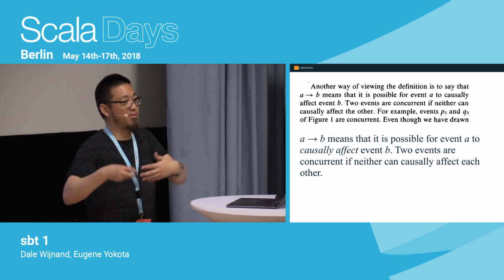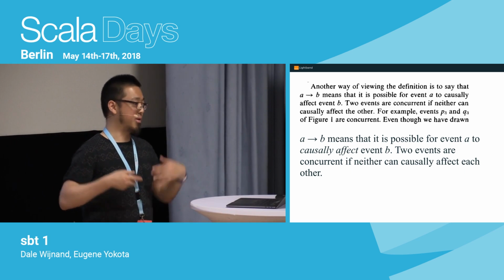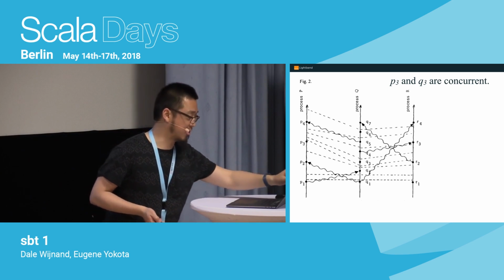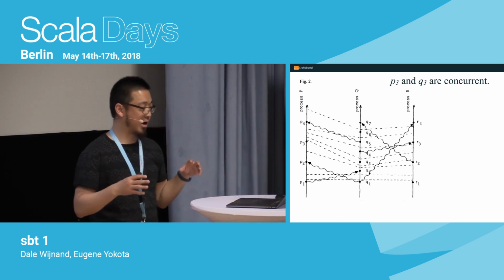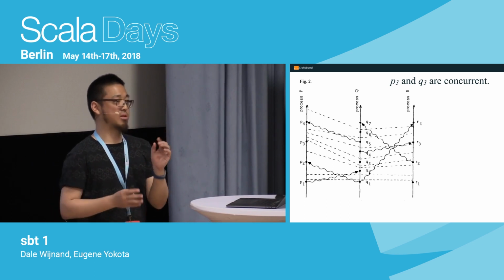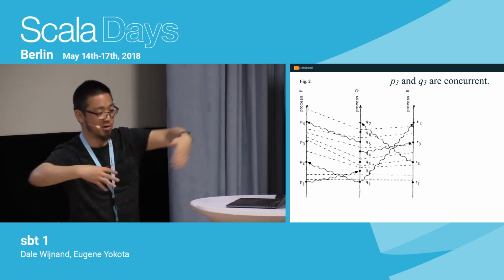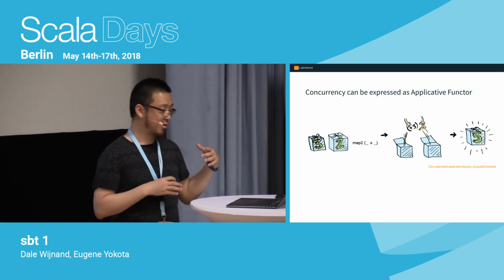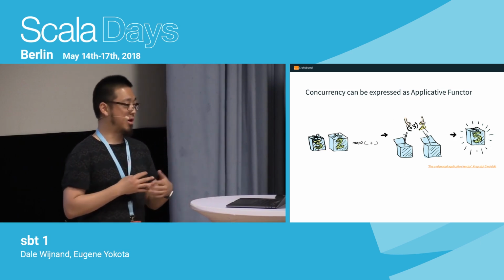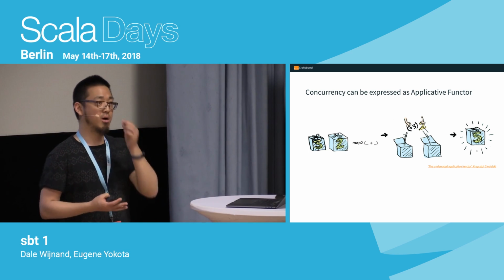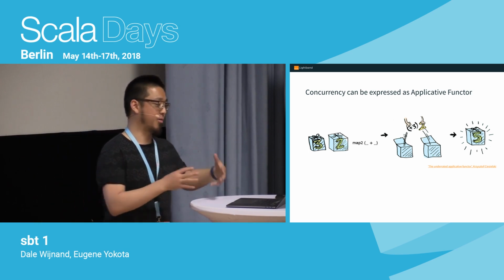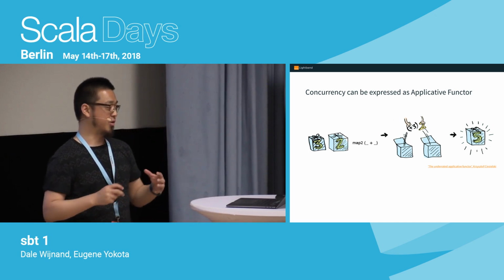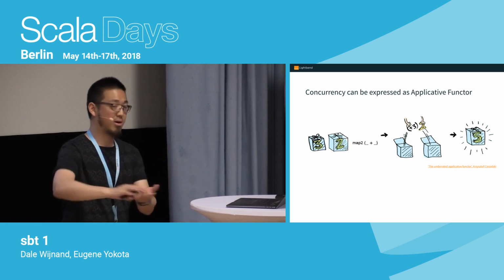But the interesting effect is that because they don't have causality, you can basically parallelize that. And that's why in this case, P3 and Q3 are concurrent. This shows that in the event of time space, you can reorder things without affecting the causality and breaking everything in the world. And why does this matter? In functional programming, this is expressed as an applicative functor. There was a talk today where they called it a monoidal functor, but essentially you put 2 and 3 into a box and then you take it out.